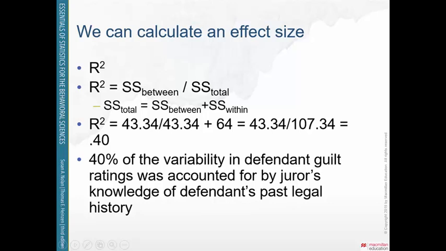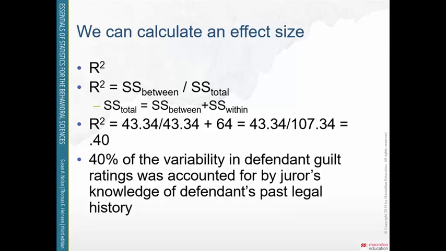So what we're saying is those 15 participants all had different guilt ratings, and by knowing what group they were in, in terms of what they knew about the defendant's past legal history, we're accounting for 40% of the variability in the guilt rating scores, which means what percent is unaccounted for? 60%, right? 100% minus 40% is 60%. So 60% of the variability in guilt ratings we have not accounted for.